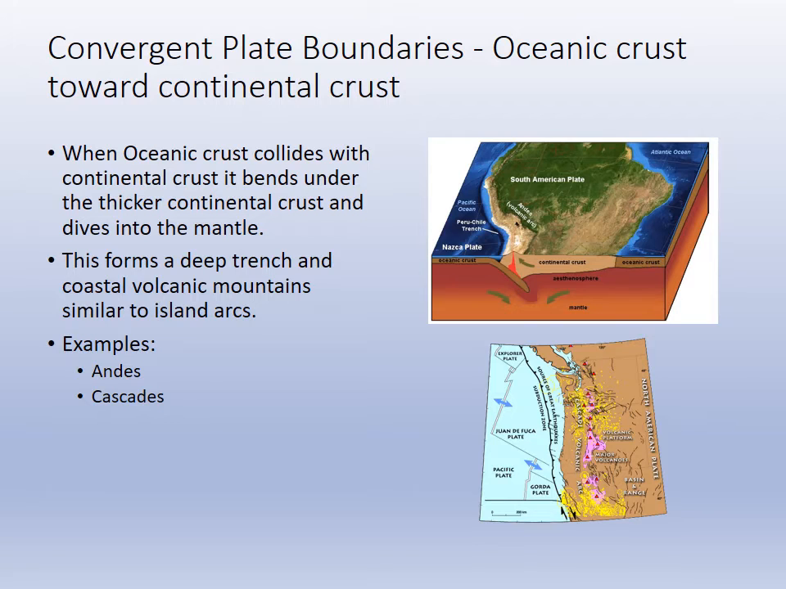South American plate, you see the granitic type crust on the volcanic island arc. That's the Andes Mountains. Or in Northern California and Oregon, you have the Cascade Mountain Range, where subduction, one plate sliding under another, pushes up these coastal mountains.